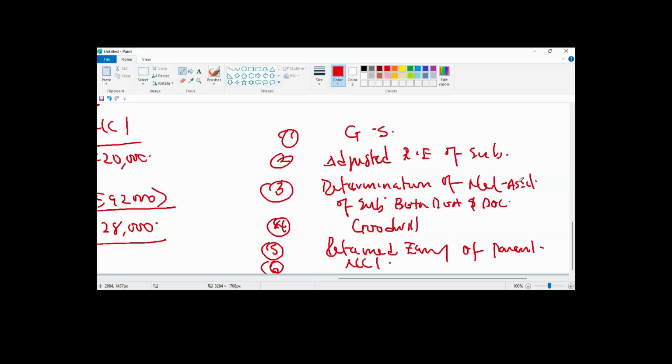These are the major accounts we are going to be using to prepare group. I will now be telling you the adjustments one after the other. So what is DOC? DOC: Date of consolidation. Also, have you been consolidated?